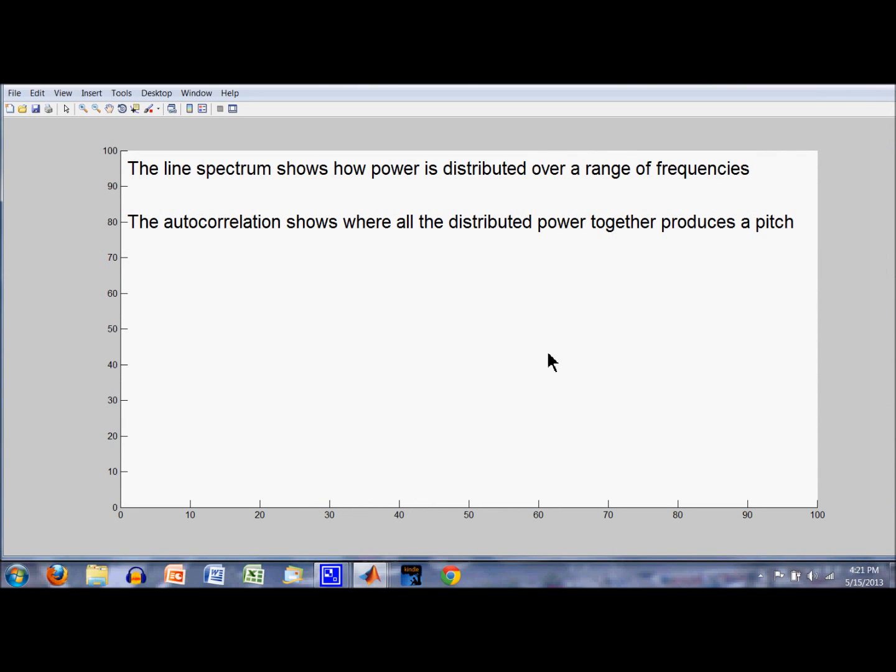So this particular graph suggests that the line spectrum can give you a picture of where the power is distributed in the frequency domain at the various partials. The autocorrelation takes all of that distribution into account and tries to locate a peak that would point to where the pitch is in the frequency domain.